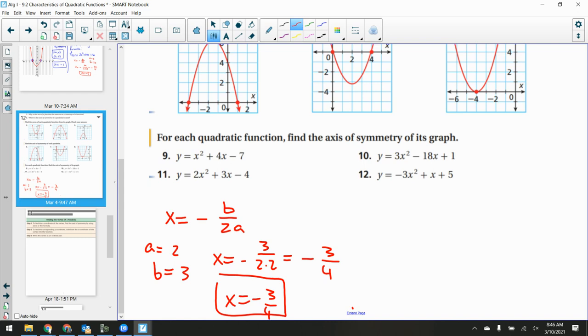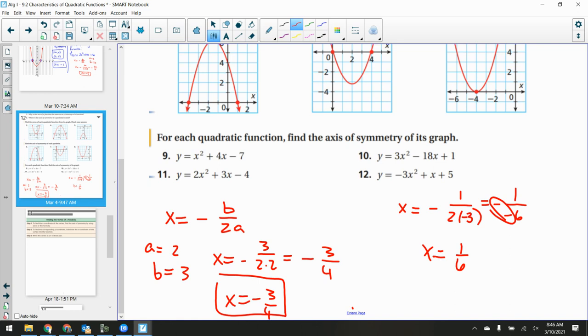And number 12. Mackenzie, what'd you get for number 12? X equals what? Negative 1/6. Let me just make sure it comes out negative. X equals negative b over 2a. It should come out positive. Okay. Because this is negative 1 over negative 6, and those will cancel. Does that make sense? Yeah.